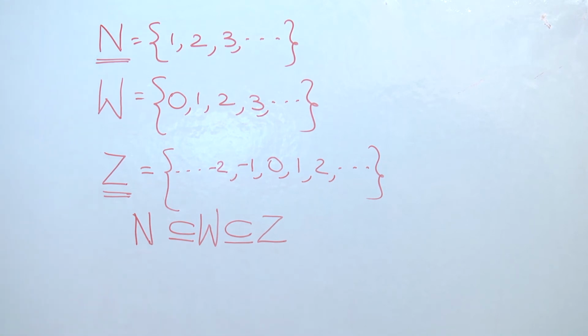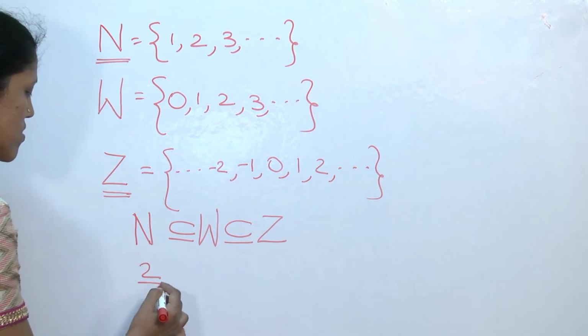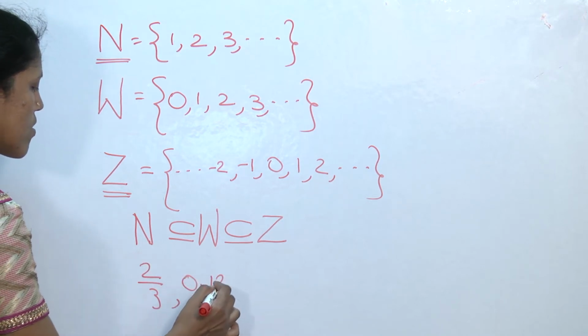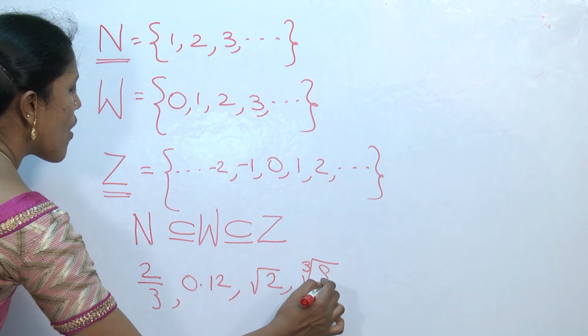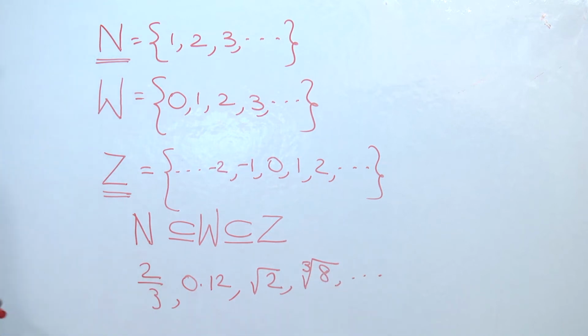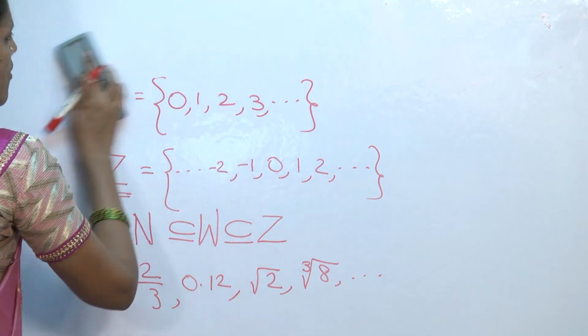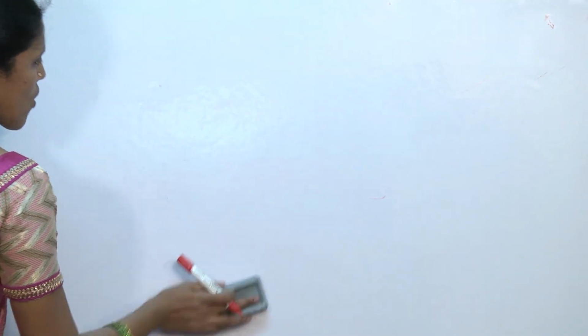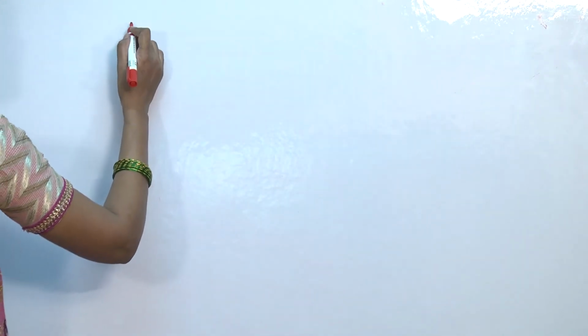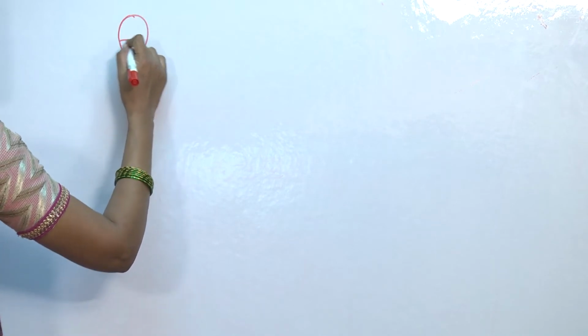Now, are natural numbers, whole numbers and integers the only numbers in the universe? No, we have fractions, decimals, square roots, cube roots, and so on and so forth. Which set do these numbers belong to? There is a specific set called rational numbers. What are rational numbers? What are the elements belonging to the set of rational numbers? Let's go into the details. The set of rational numbers is represented by the letter Q.